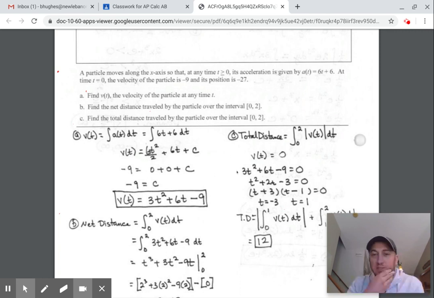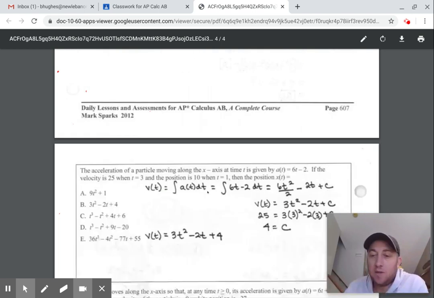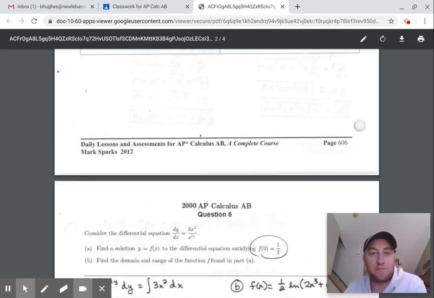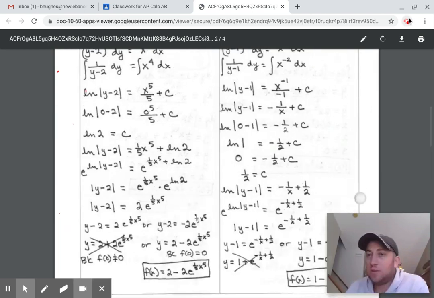The next page is just a couple of review questions. I'll let you guys look at those. But basically, the main part of this was the separation of variables, solving differential equations.